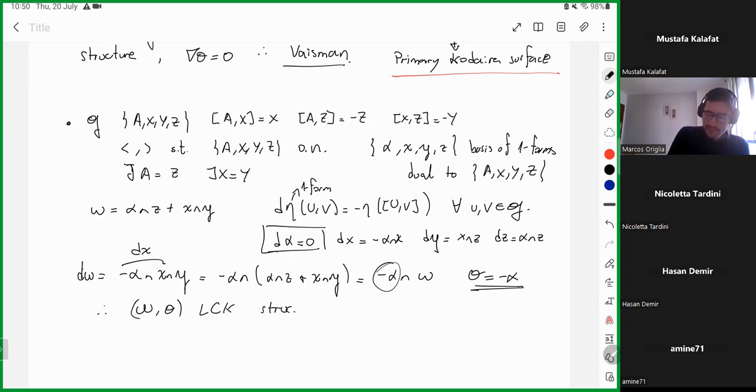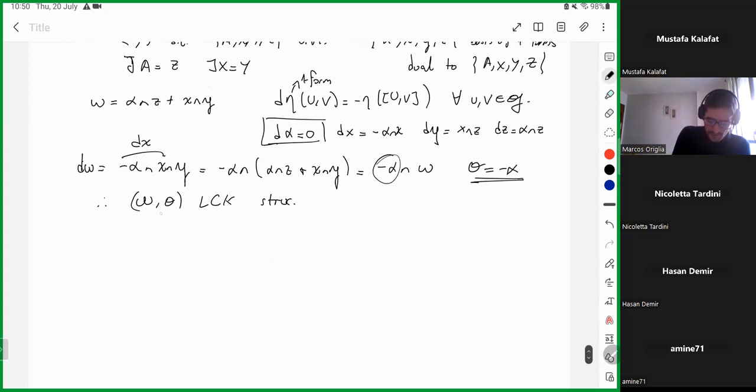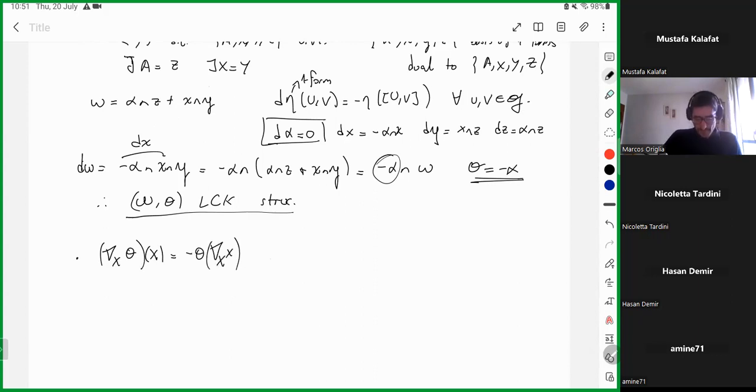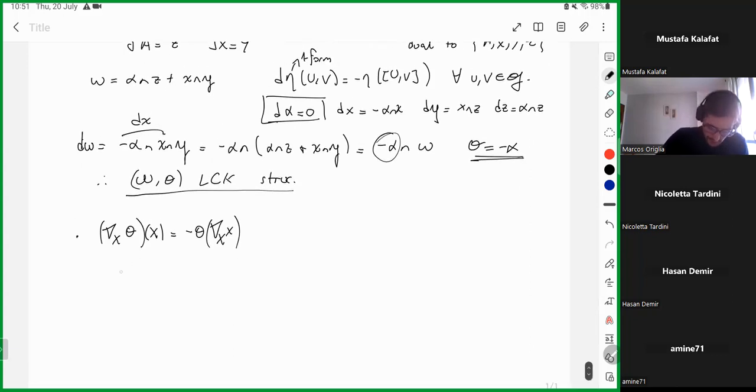And the previous example, the primary Kodaira, was a Vaisman structure. So here we will see that this structure is not Vaisman. To do that, we need to check that the Lee form is not parallel. So let's compute nabla x theta and see what happens if we evaluate it in x. So this is minus theta in nabla x x. And we need to compute what this is, right? So let's take any element w in our Lie algebra and use the Koszul formula.